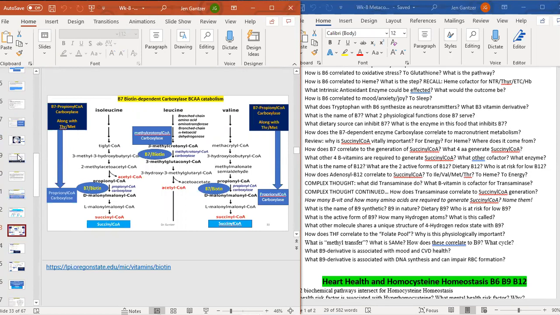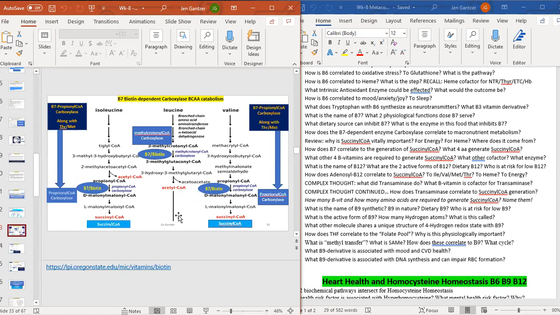Ready? Isoleucine, valine, methionine, threonine. Isoleucine and valine are your two branched chain amino acids that are part of this pathway, plus methionine, plus threonine. All of those amino acids get catabolized, which is another word for broken down. When they are fully catabolized, we get succinyl-CoA.